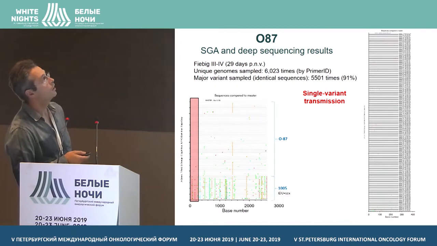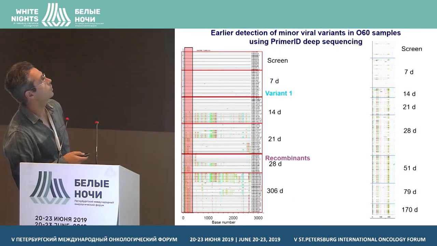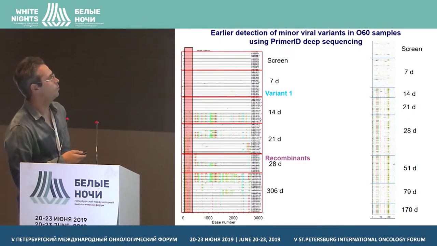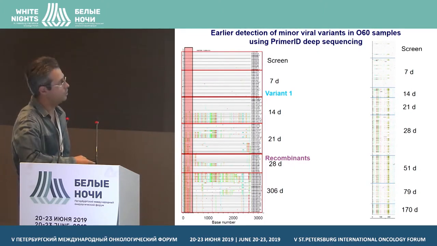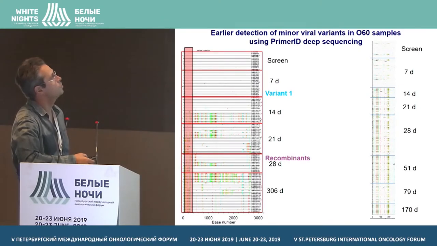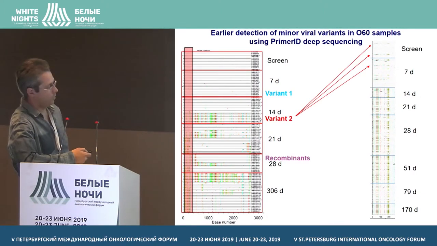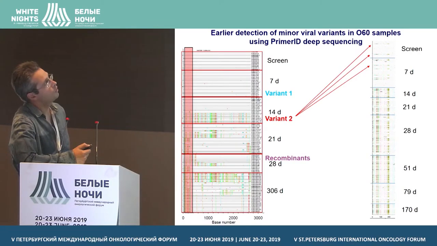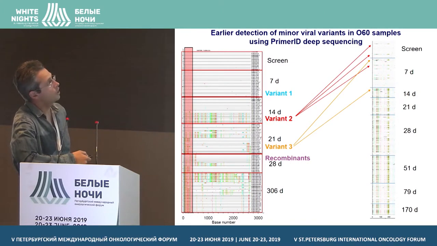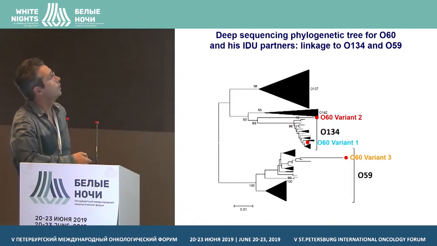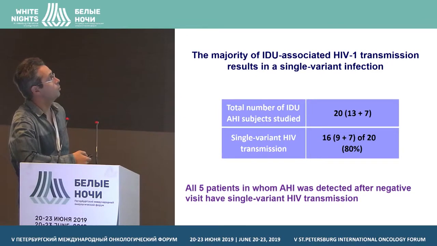There's standard Sanger sequencing and NGS sequencing. And that's a complicated case in which we detected superinfection, or several donors transmitting to one and the same recipient. And a rare additional variant that we detected on day 14 in ordinary sequencing is detected by deep sequencing already at the screening moment. And the third variant is also detected much earlier compared to the standard study method.